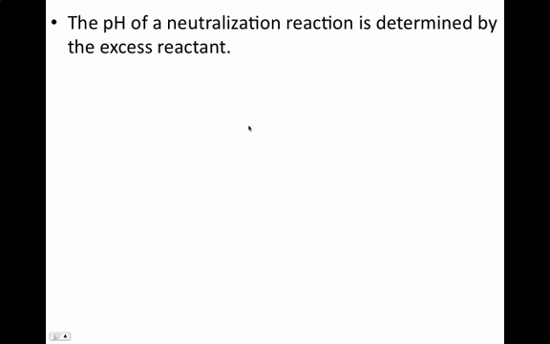So in our last notes, we talked about neutralization reactions. And in those notes, we were dealing with a situation where our moles of acid were equal to our moles of base. This time, we're going to be talking about limiting reactants and excess reactants and how that affects pH calculations within a neutralization reaction. So, hence the excess acids and bases. The pH of a neutralization reaction is determined by the excess reactant when there is an excess reactant.